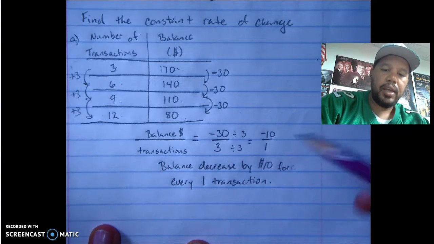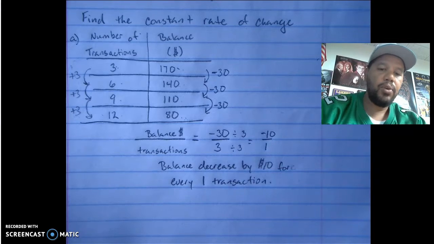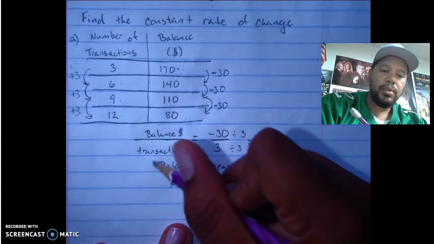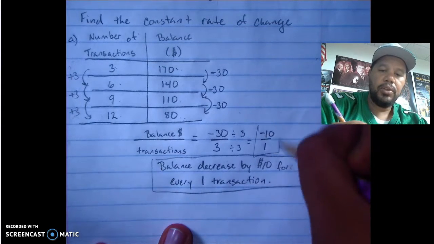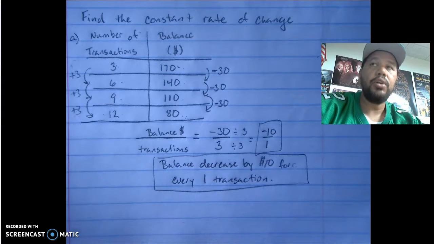And that will be our constant rate of change for this relationship. This is how we say it as a sentence. This is what the numbers are right here, or just the ratio.